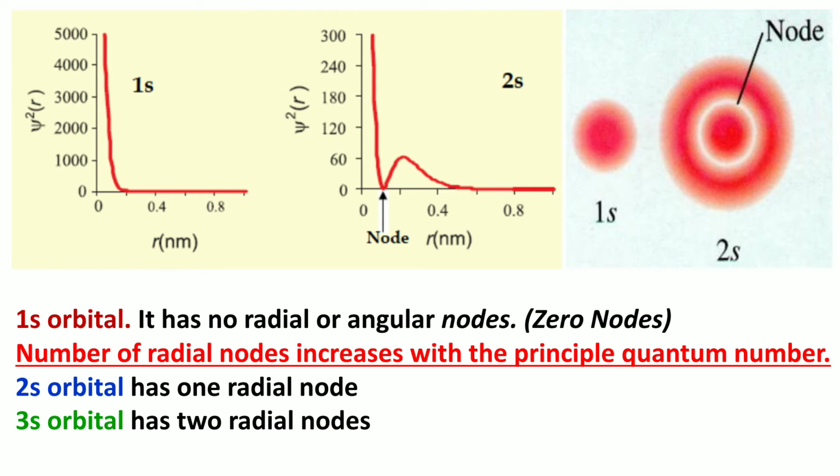The number of radial nodes increases with increasing principal quantum number, and for 2s orbital there is one radial node. How? Apply the formula n minus 1, put the value of n, that is 2 for 2s orbital, 2 minus 1 gives 1, so there is one radial node for 2s orbital. In case of 3s orbital, apply the formula n minus 1, that is 3 minus 1 gives 2, so there are two radial nodes for 3s orbitals. The probability density variation can also be visualized in terms of charge cloud diagrams.